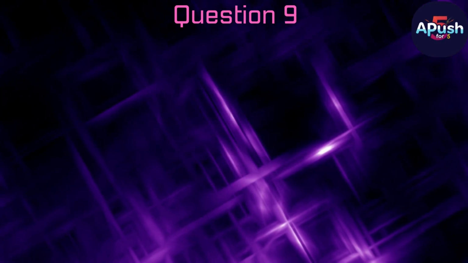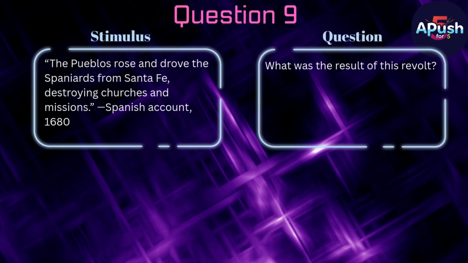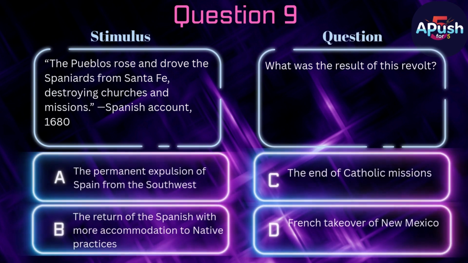Question 9. Stimulus. The Pueblos rose and drove the Spaniards from Santa Fe, destroying churches and missions. Spanish account, 1680. Question: what was the result of this revolt? A. The permanent expulsion of Spain from the Southwest. B. The return of the Spanish with more accommodation to native practices. C. The end of Catholic missions. D. French takeover of New Mexico.